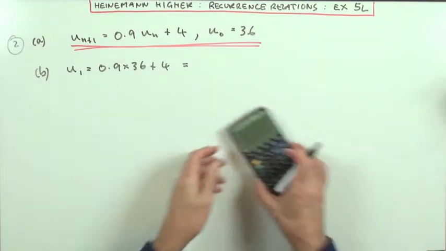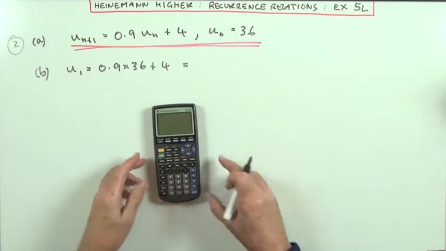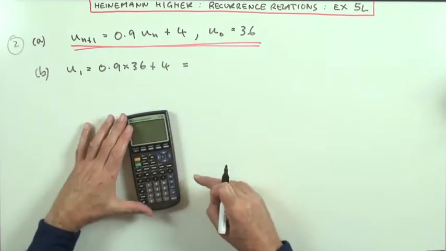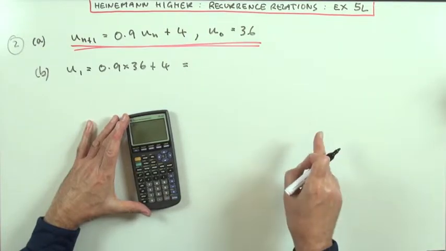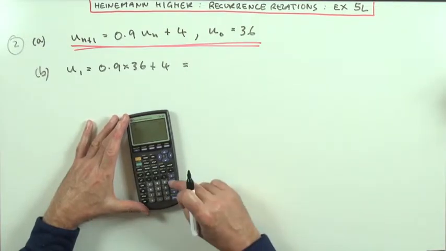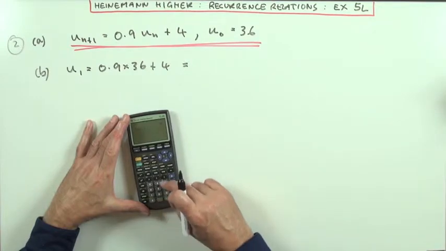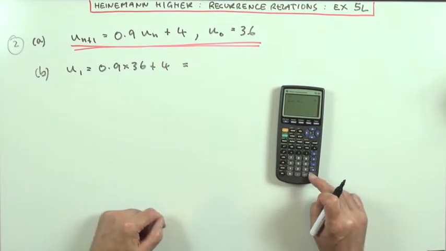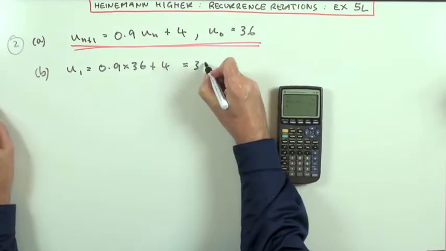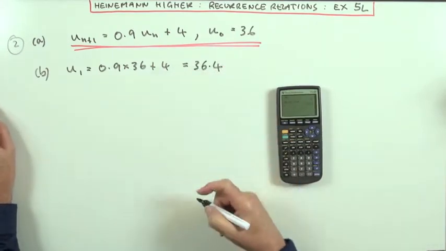And I'll use that same technique using the answer as in question 1. So I'll start with my 36, press equals, put it into the answer memory, and then just do times 0.9 plus 4. Then every time I press it, I'll get the next term. So I've got 36.4, so it's actually going up.